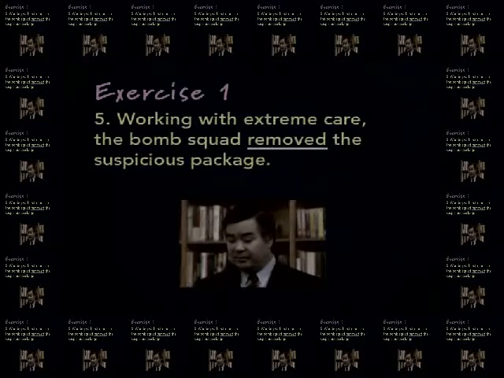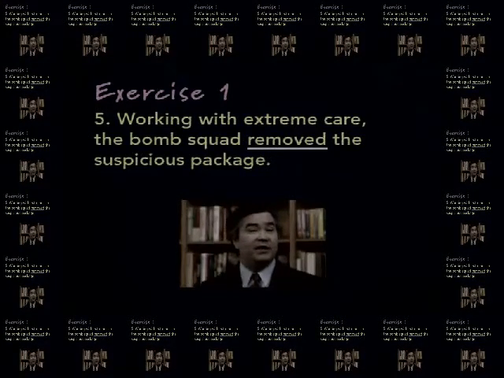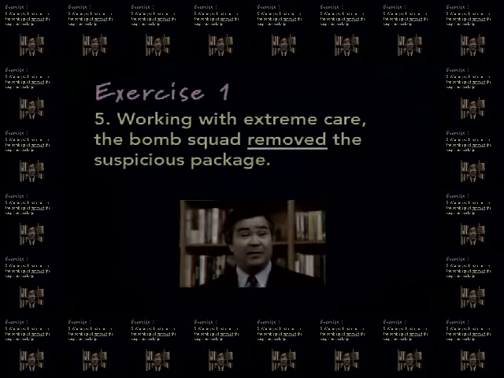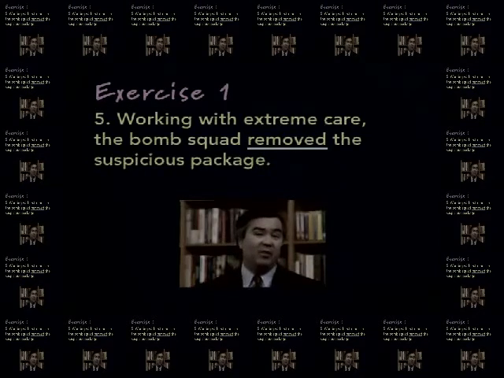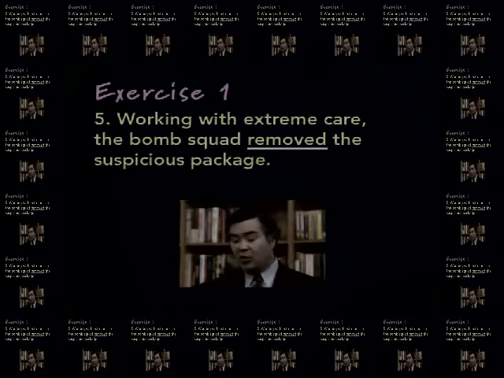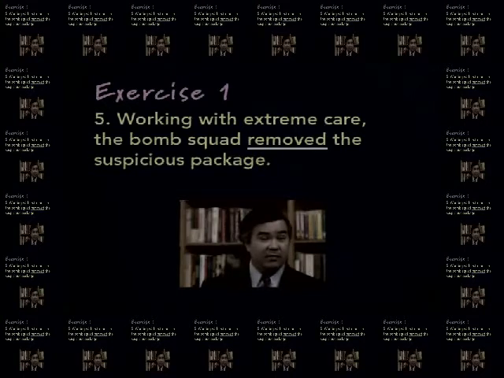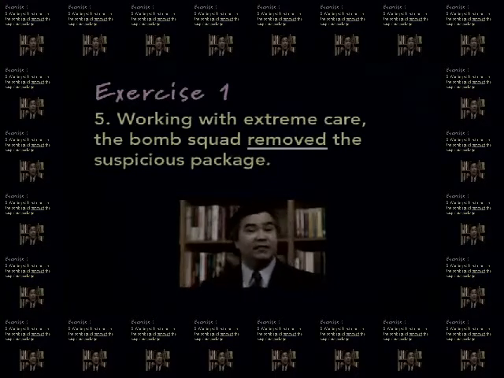Our next example. Working with extreme care, the bomb squad removed the suspicious package. In this sentence, the verb removed has been underlined, and the subject of the verb is the bomb squad, or specifically the word squad. Now, what did the bomb squad remove? Is there an object for the action of this verb? Yes, there is. The object is the noun package, or to give the complete phrase, the suspicious package.